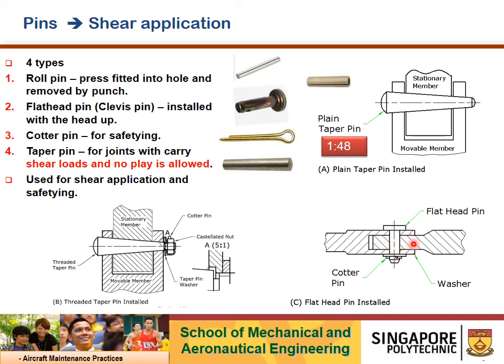It's quite similar to a bolt fastener, except there's no threaded part. And quarter pin is for safetying, where you will use once and discard after removal. All right, remember that. Last but not least is a taper pin. It is mainly used for shear loading and no play allowed. So it's an interference installation. Okay, taper pin.